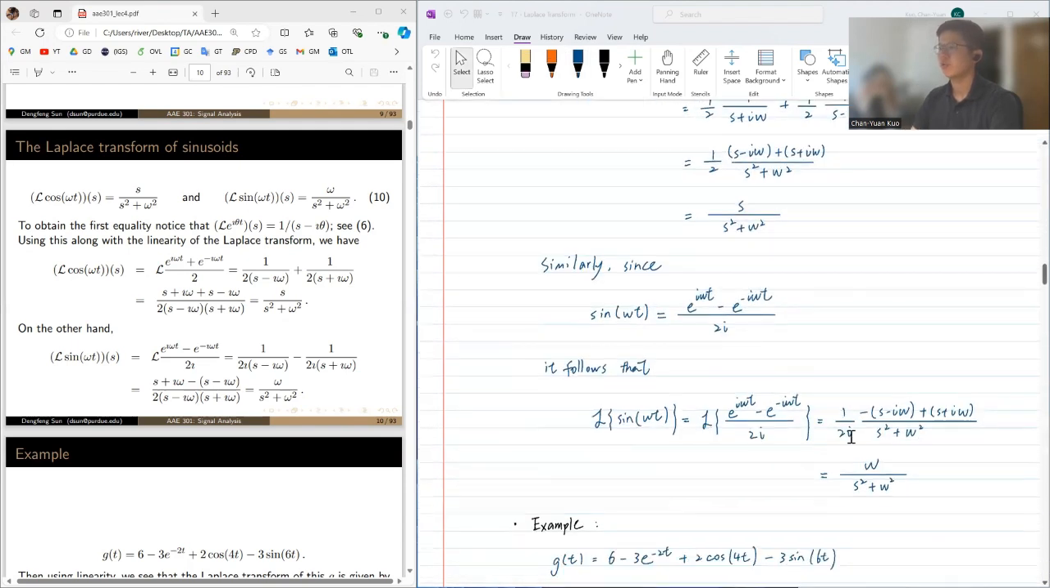And similarly, for sine of omega t, we know that it can be expressed as e to the i omega t minus e to the negative i omega t, divided by 2i. And so if you follow a similar procedure as we have done just now, you will be able to obtain the Laplace transform of sine of omega t as omega over s squared plus omega squared.